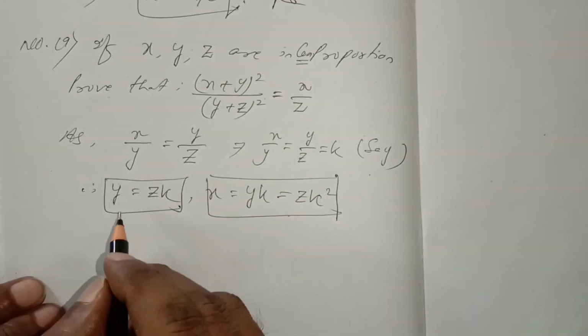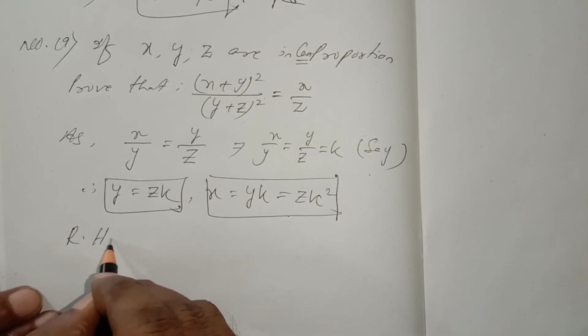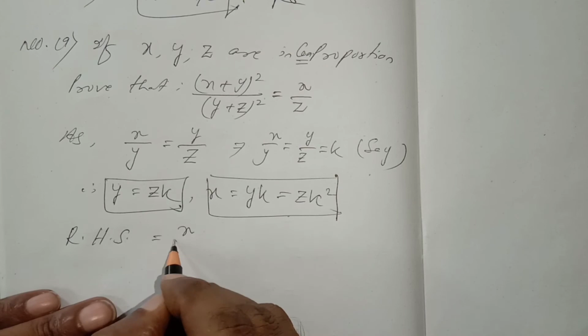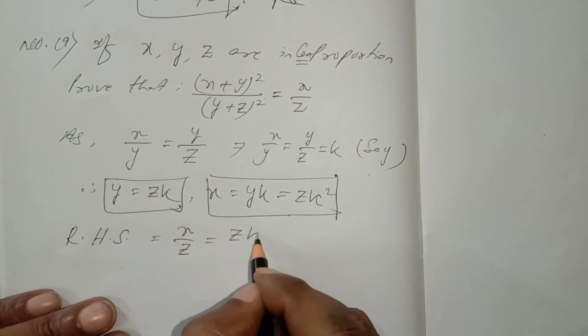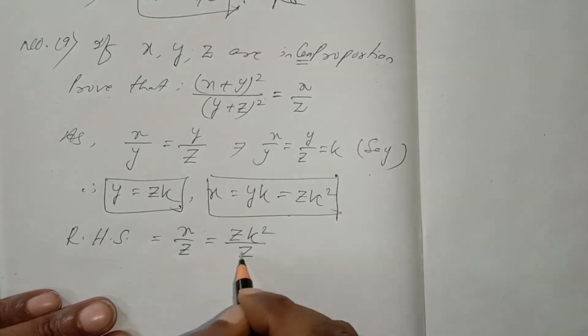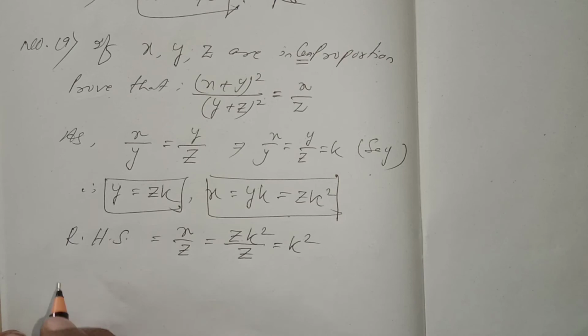Now you have to substitute in the right hand side as well as the left hand side. First I am solving the right hand side. What is the right hand side? That is x by z. Put the value of x, that is z k square by z, which is equal to k square. This is your right hand side.